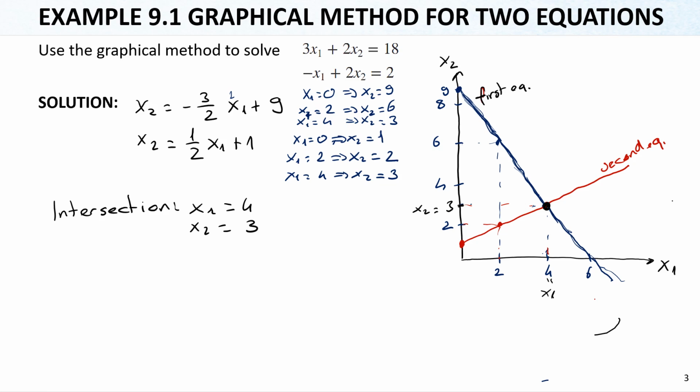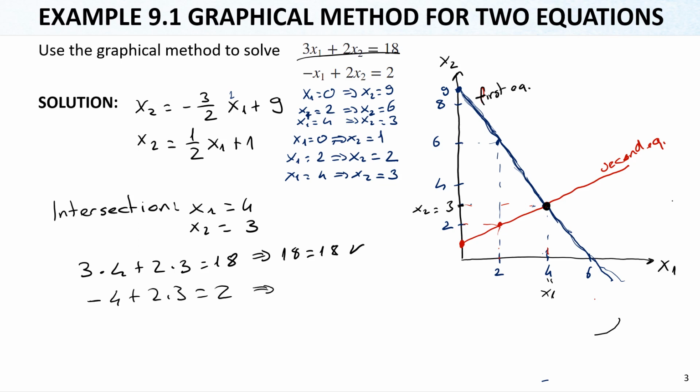Then we can check if these are correct by simply substituting them into the equations. For example, for the first equation, 3 times x1, which is 4, plus 2 times x2, which is 3, equals 18. We see that 18 equals 18. Then this is correct. Similarly for the second one, minus x1, which is 4, plus 2 times 3 equals 2. Then 2 is 2. This is correct too. So this is very easy using the graphical method. If we have two equations, it's very easy to find the intersection as the roots.